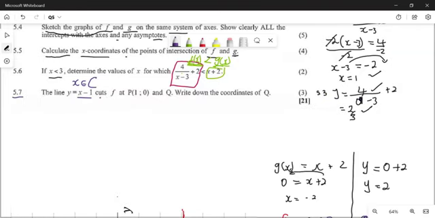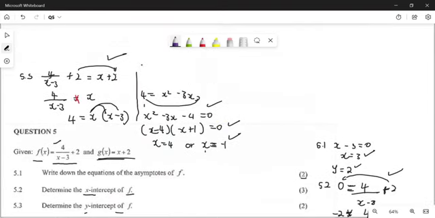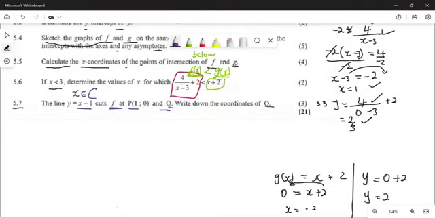Then it cuts f at P and Q. Write down the coordinates of Q. They gave us the coordinates of P. The only thing we're looking for is the coordinates of Q. We're going to do it exactly the way you did the one of 5.5. So we'll say 4 all over x minus 3 plus 2 is equal to x minus 1.